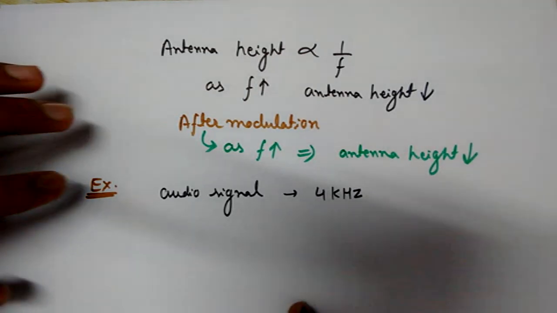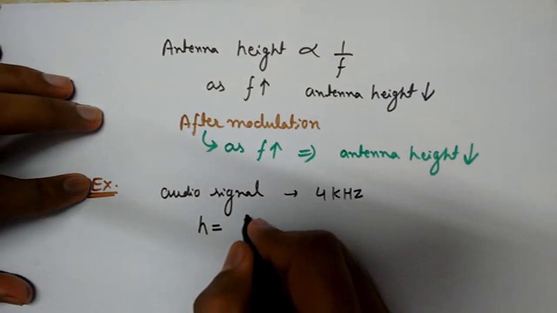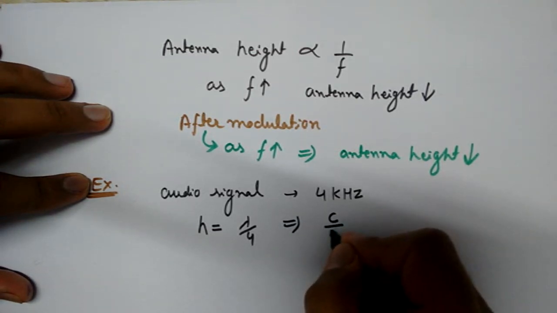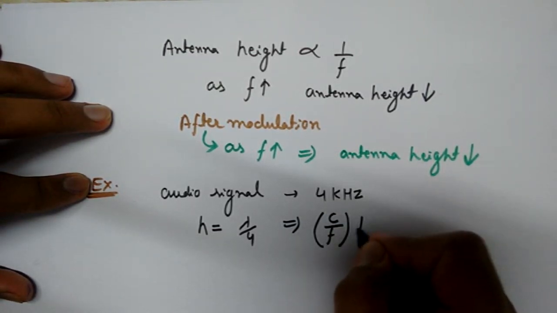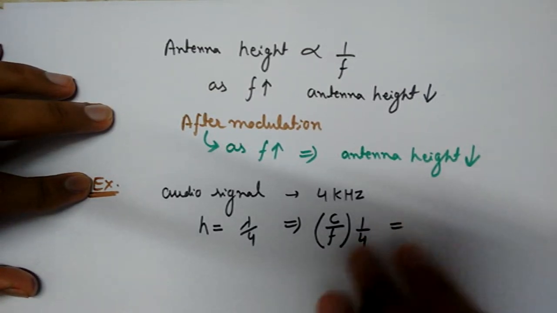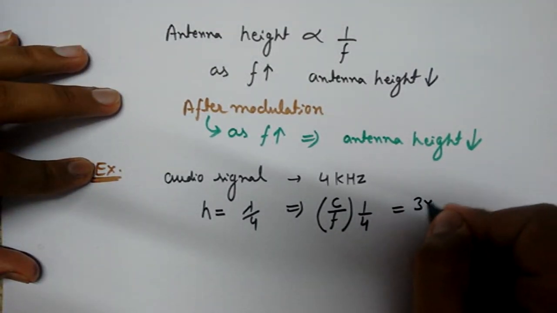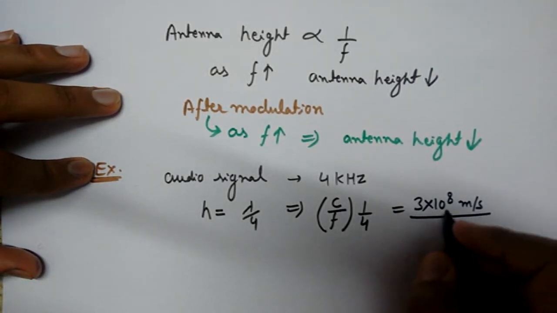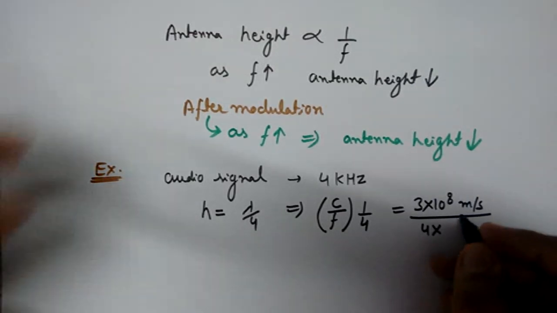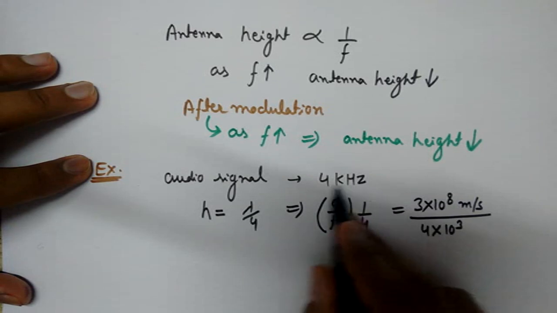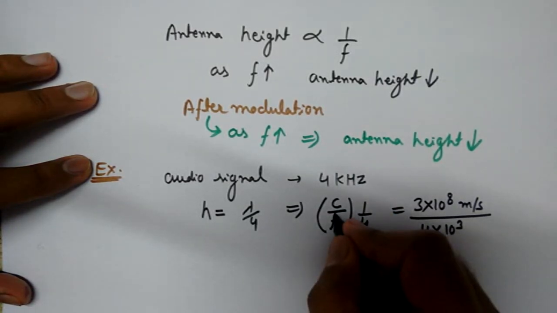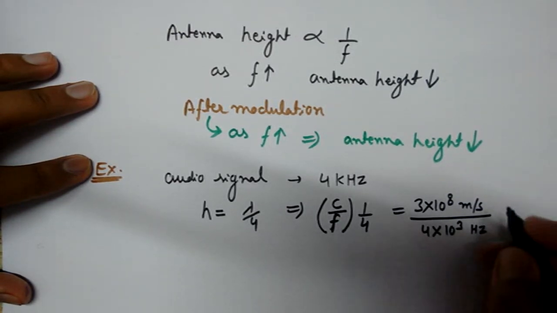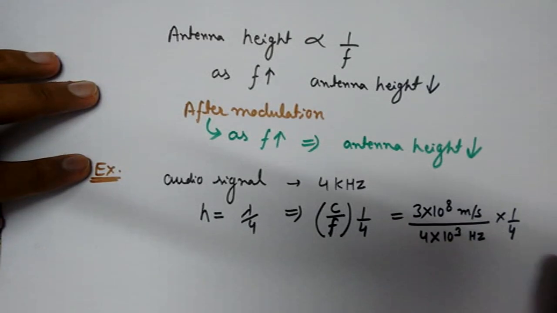So as we know, height h was lambda by 4, which means c divided by f, times 1 by 4, which is equal to 3 into 10 raised to the power 8 meters per second, the speed of light in vacuum, divided by the frequency. The frequency is 4 kilohertz, so I'm replacing f with 4 into 10 raised to the power 3 hertz, then into 1 by 4.